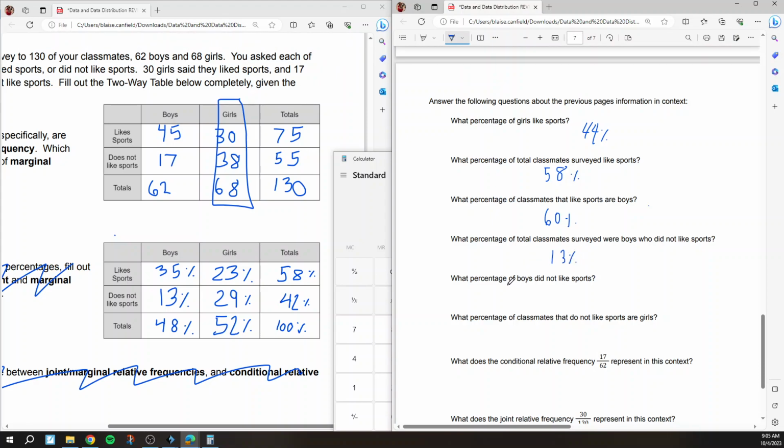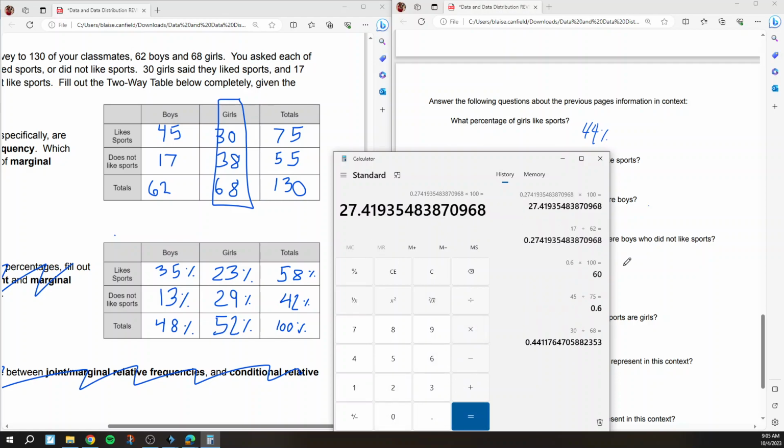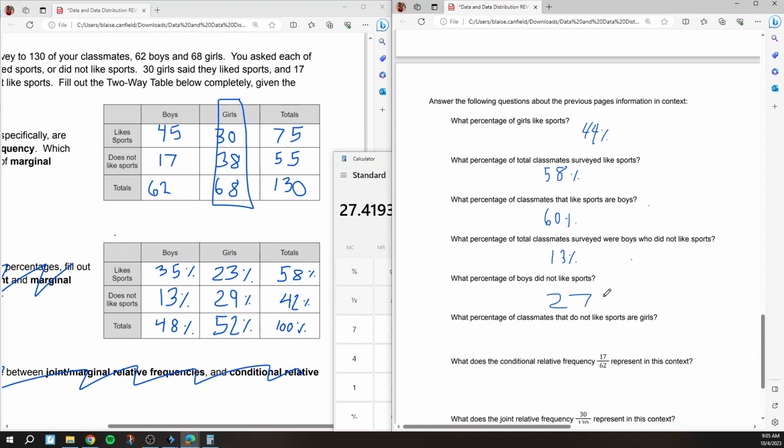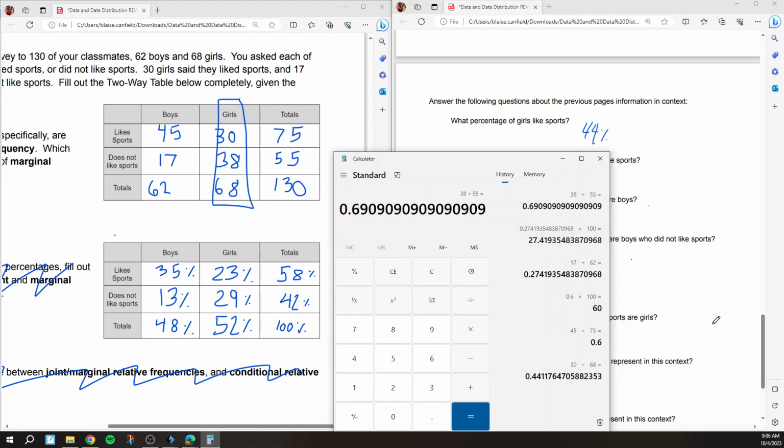What percentage of boys did not like sports? It sounds so similar, but these 17 boys, we're not looking at 17 out of 130. We're just looking at 17 out of the boys. So 17 out of 62. So 27%. What percentage of classmates that did not like sports, so out of the 55 people, how many were girls? Out of the 55, 38 were girls. So that's 38 out of 55, which is 69%.